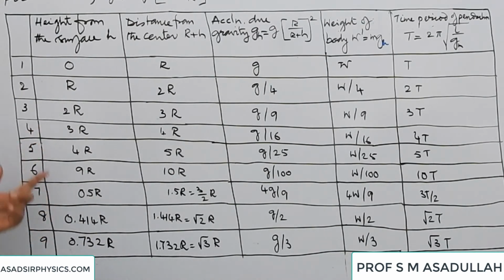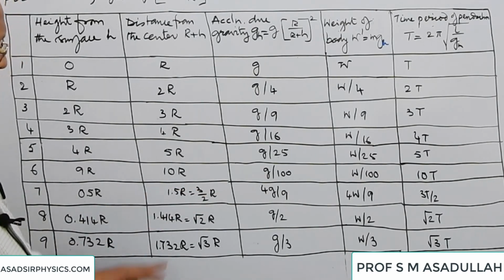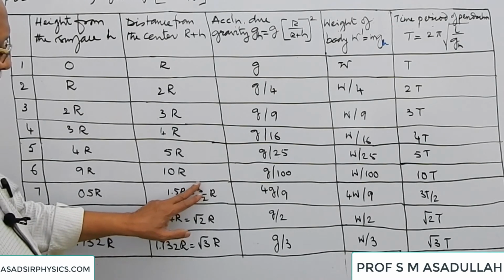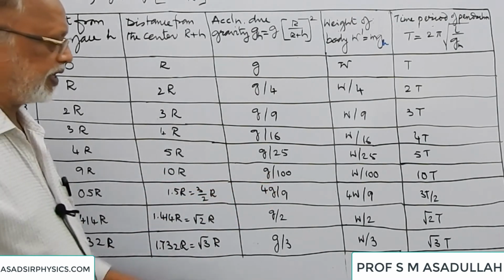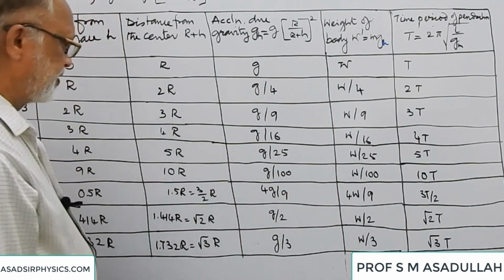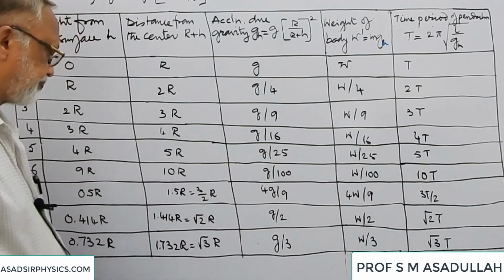Let us take one fraction. Height is equal to half radius or 0.5R. Then distance from the center is 1.5R or 3 by 2 R. What can be the acceleration due to gravity? Square this number, 9 by 4, inverse it. So it will become 4 by 9 g. For weight also the same number, 4 by 9 W. For time period you have to take this number, 3T by 2.